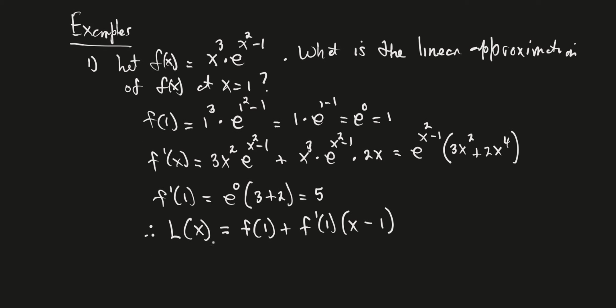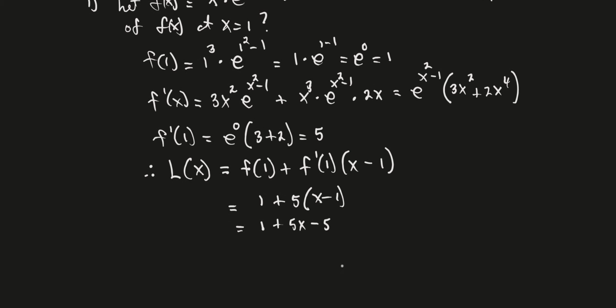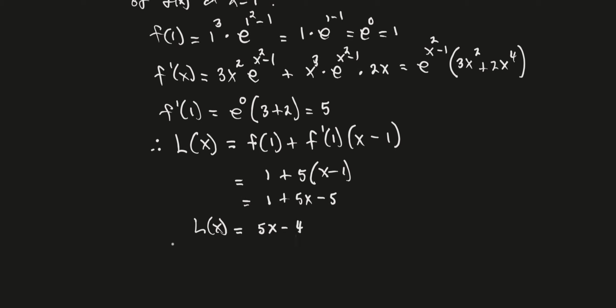So our linear approximation is 1 plus 5 times the quantity x minus 1. So that's 1 plus 5x minus 5. So therefore, here's our linear function. It is 5x minus 4, right? Let me remind you, here's the original function. It's x cubed times e to the x squared minus 1. We've now found this linear approximation, which is a linear function.